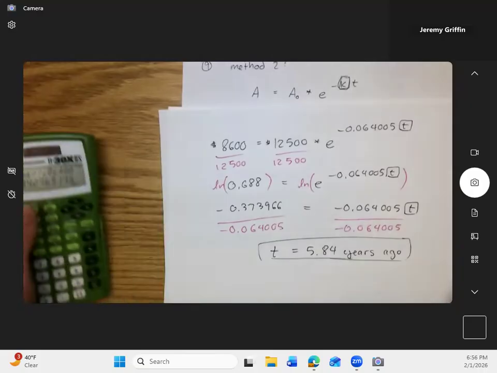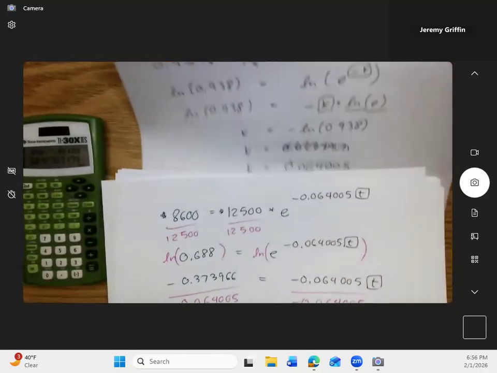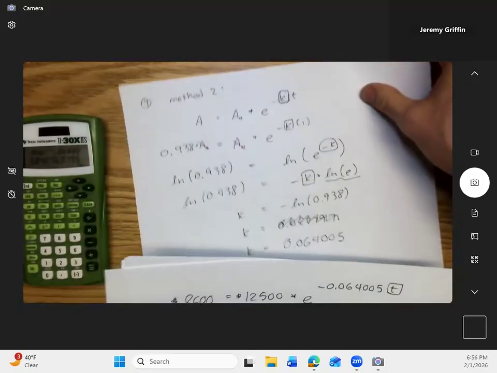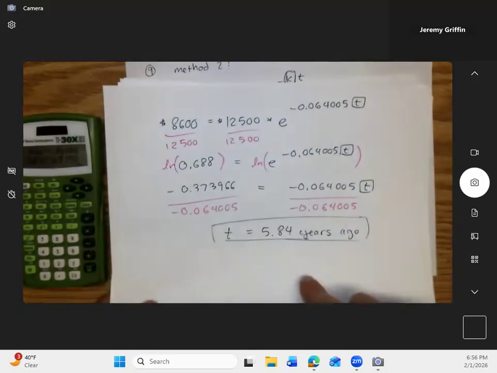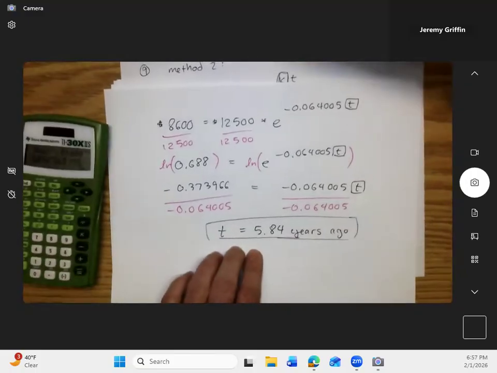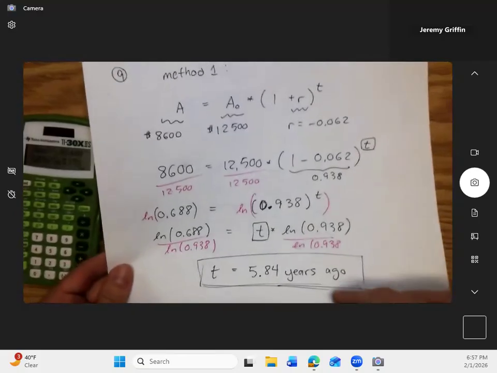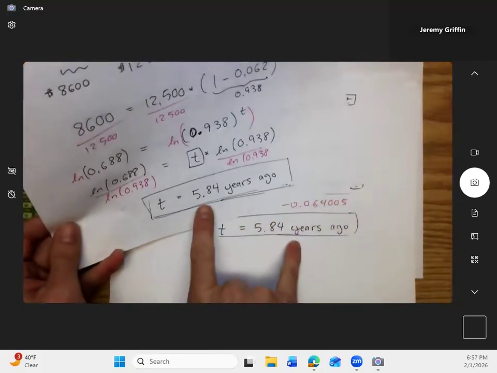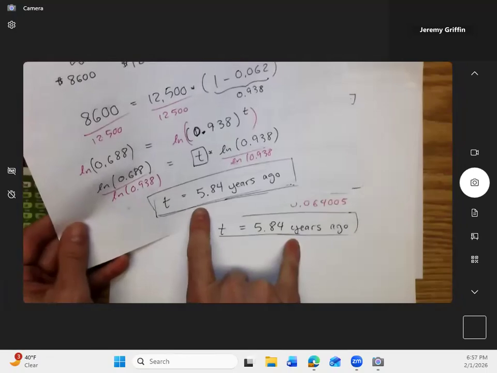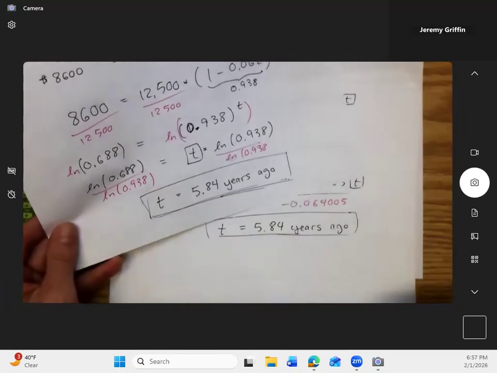So this method was a little bit longer because I had to solve for the k value first, but I could fit it into this continuous model, because it's continuously depreciating. And I got 5.8 something here. Now, what about the simple method I used here? I got exactly the same answer. So here's two different methods, but of course, they're consistent with each other. Two methods, same answer.